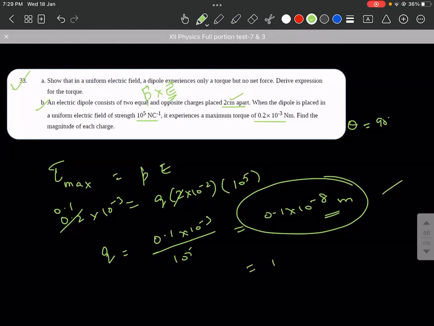Sir, Or it is going, oh sorry, coulomb. Or 10 power minus 7 coulomb. I can write it. In 1 minute, let me check. Which question is this? 33. Sir, 10 power minus 9. 7, ra?